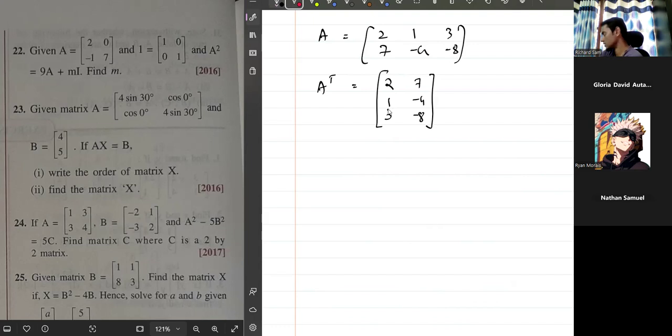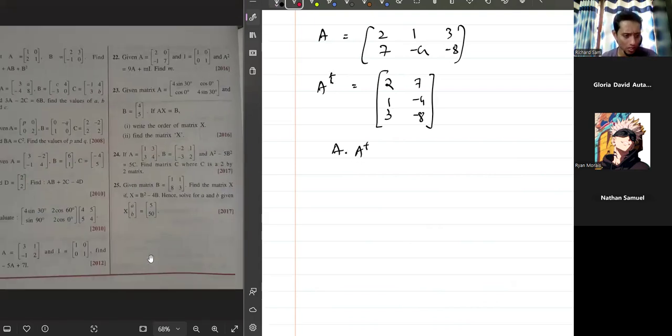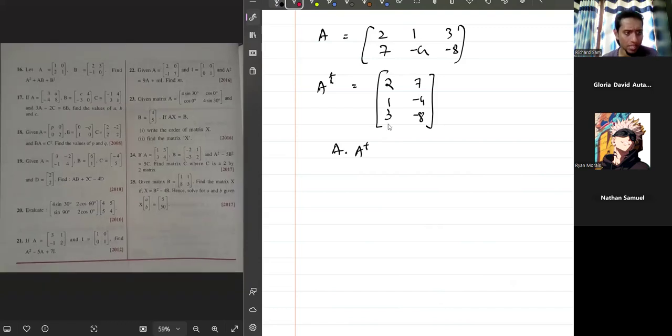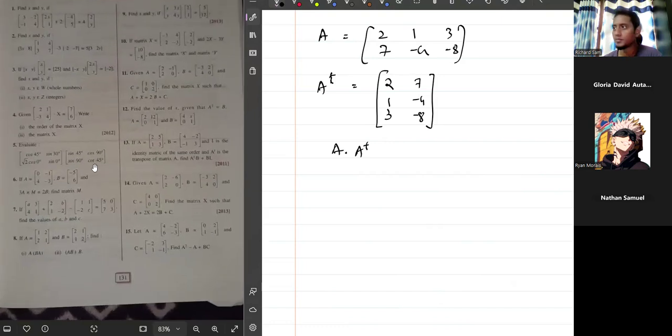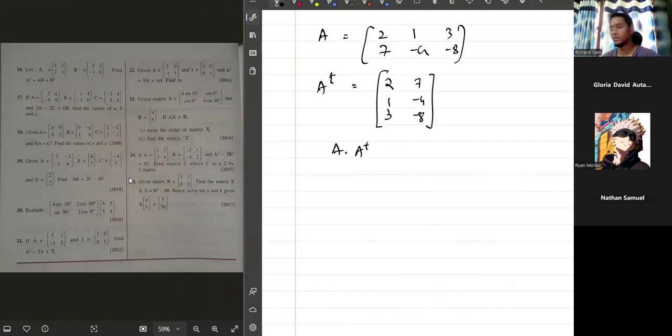Understand? Now, can you multiply A with A transpose? Can you multiply A with A transpose? Yes. Why? The order of this matrix is 2 by 3. This one is 3 by 2. You see, 3 and 3, same. And your answer will be of which order? 2 by 2.